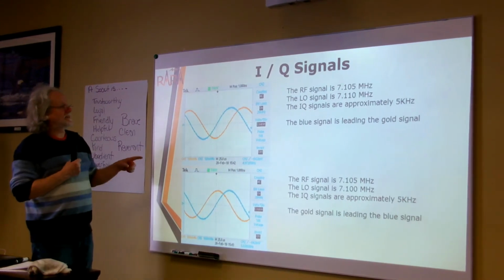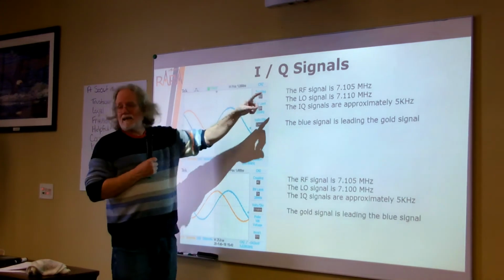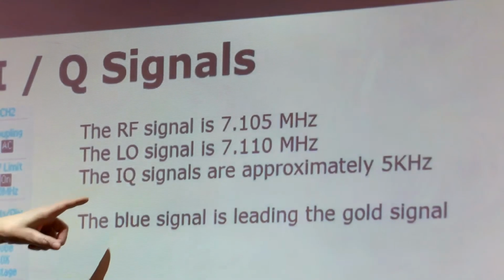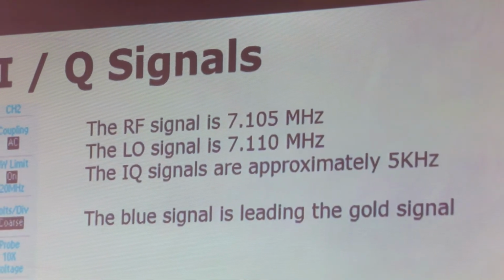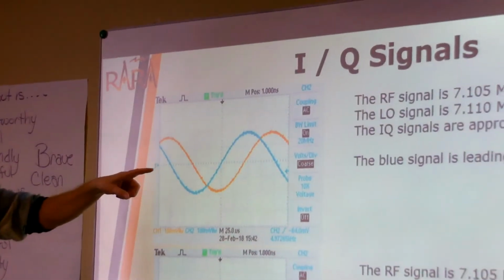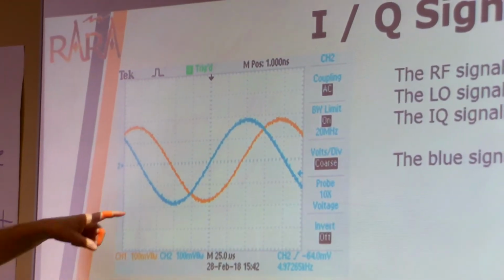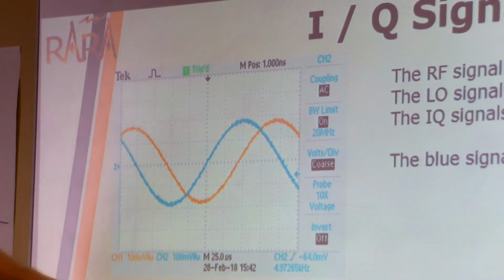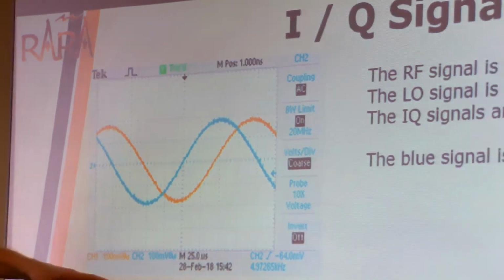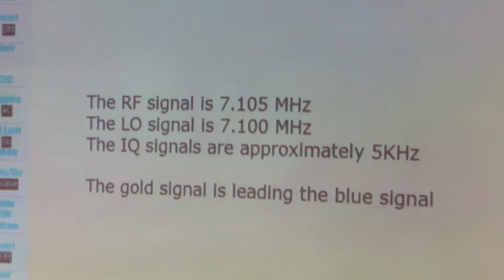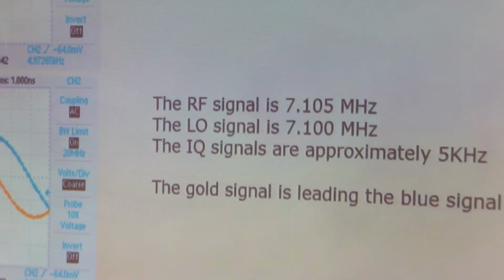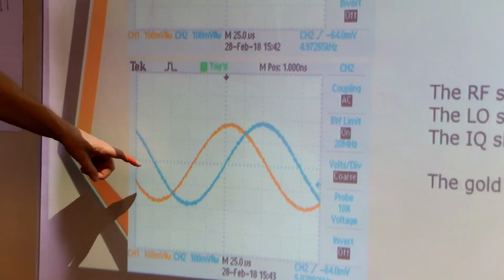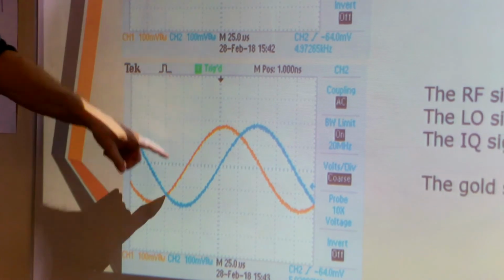So one other interesting thing is, I've got I and Q coming out of my mixer. So if the RF signal is 7.105 megahertz and the LO is 7.110, the IQ signals are approximately at 5 kilohertz. And you can see the blue signal is leading the gold signal. Now if I make the RF signal still 7.105, but the LO 7.1, so my LO is below the RF signal, I have the gold signal leading the blue, so you can see the shift.